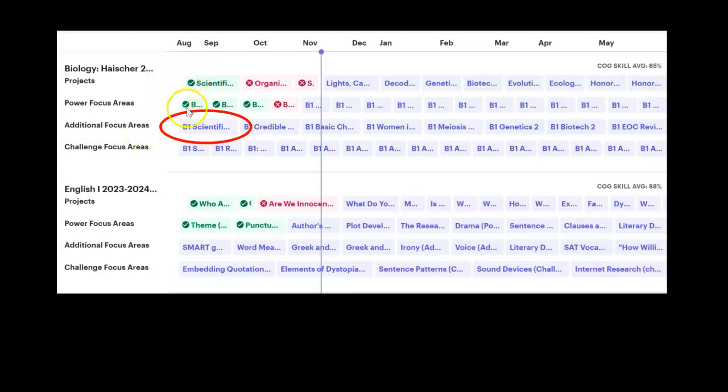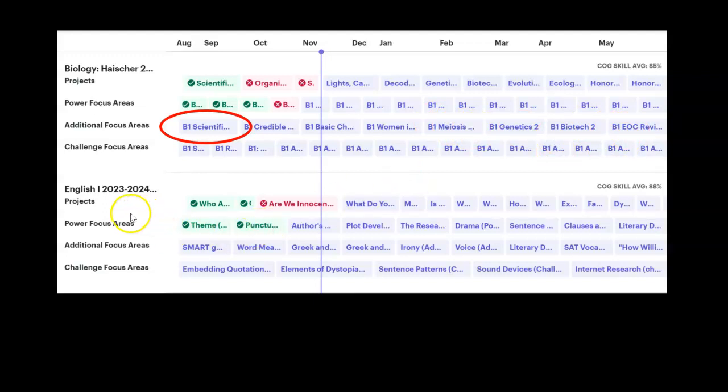These first 2 rows are both required. Students have to complete every project in their class. Students have to complete every power focus in their class. And these are worth 70% of their grade and 21% of their grade. The additional focus areas that are worth 9% of their grade are not required. These are ways to get additional points that help bump them to the next grade that they're trying to receive.